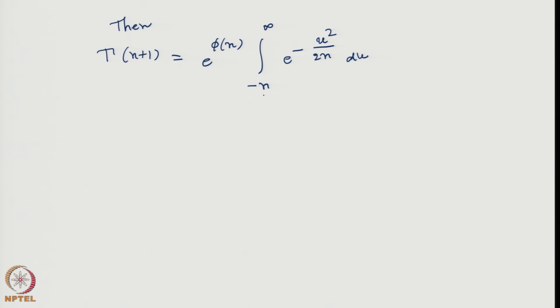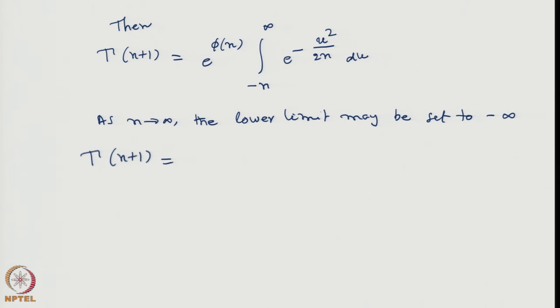As n tends to infinity, the value of this integral will not be much affected if we set the lower limit as minus infinity. So, as n tends to infinity, the lower limit may be set to minus infinity. Accordingly, we will have equal to e to the power, what is phi n? x naught log x naught. So it is n log n minus n.